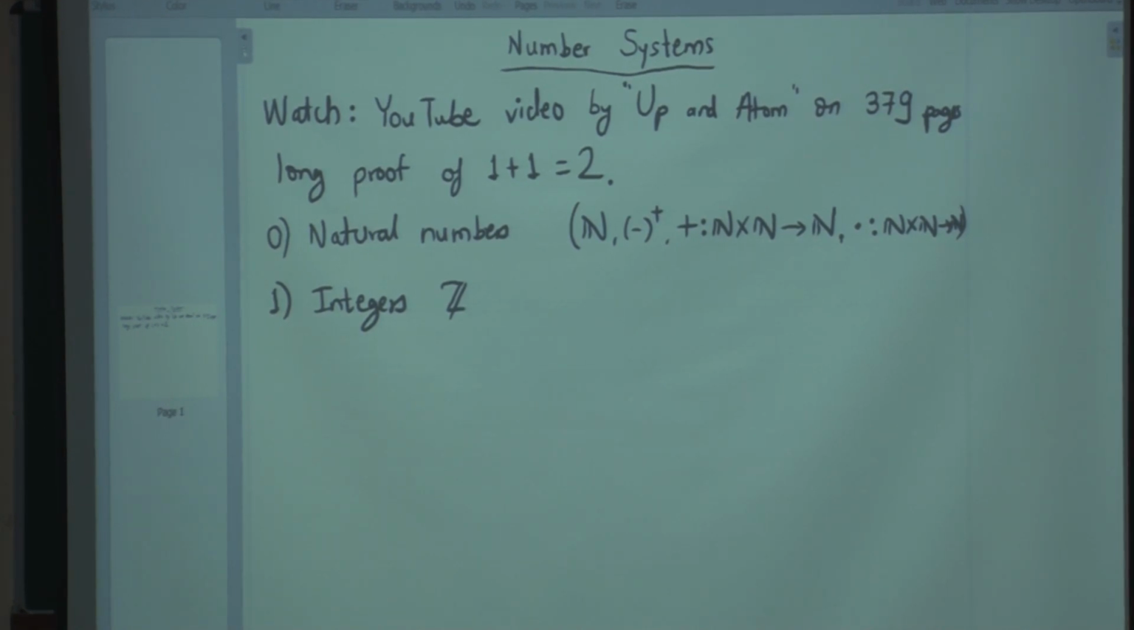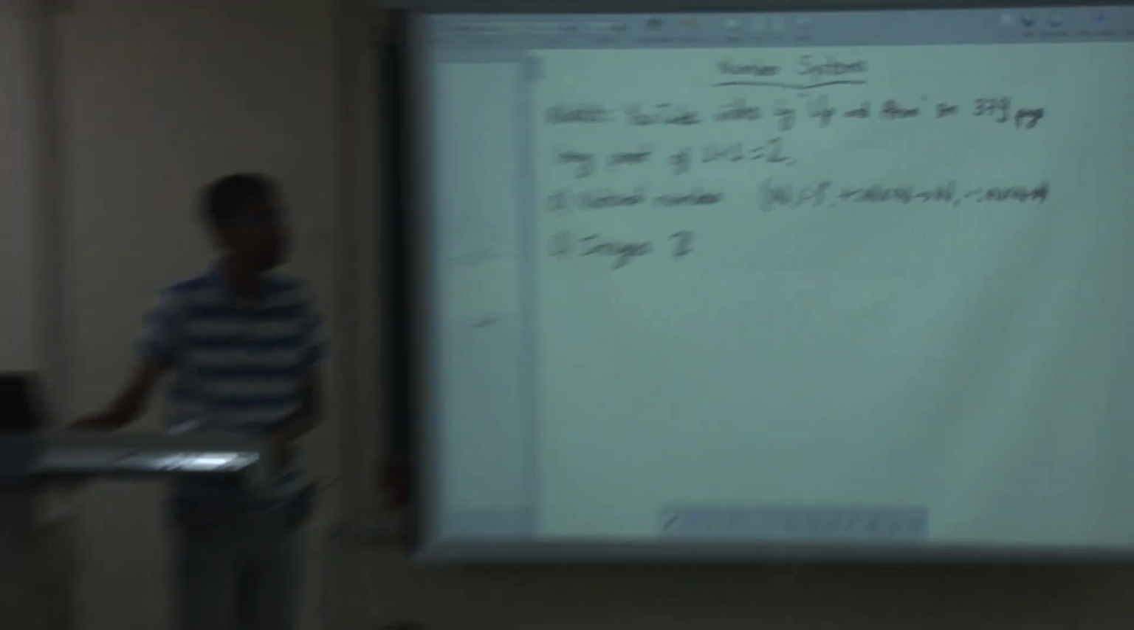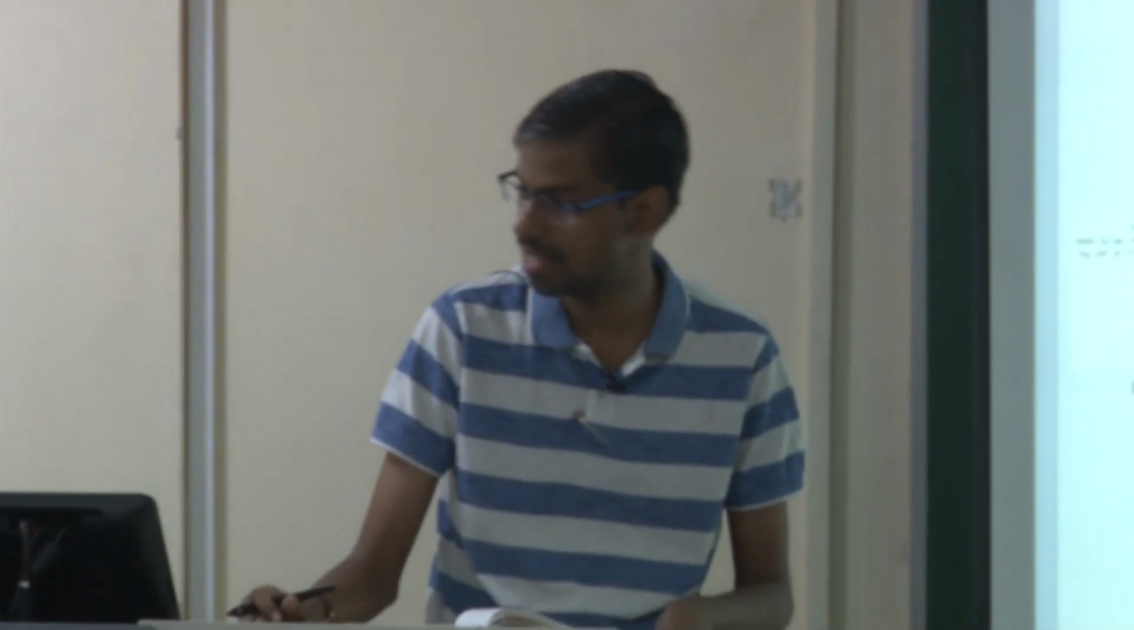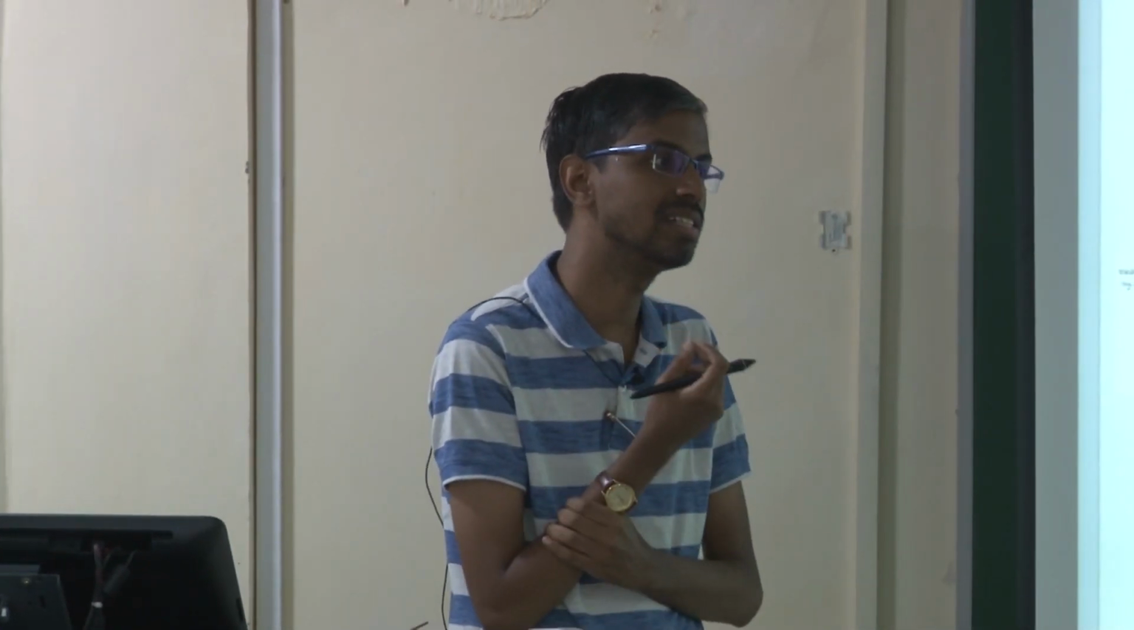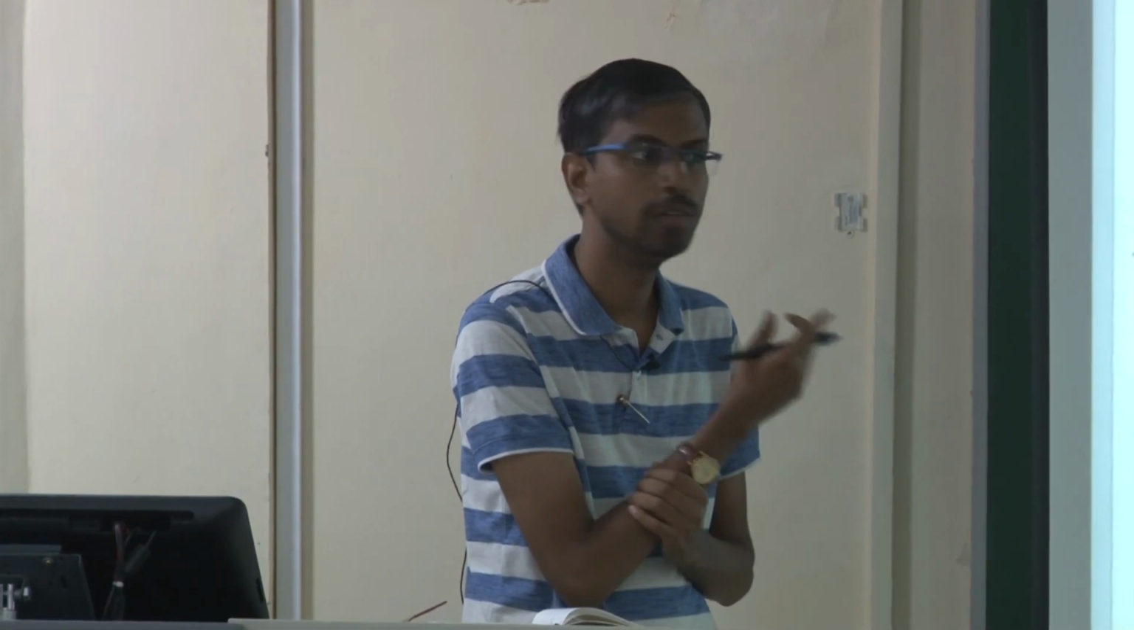Yesterday I pointed out that in natural numbers, subtraction cannot be done, or rather subtraction is only partially defined. If you want to subtract 2 from 3, you can do it, but you cannot subtract 3 from 2. So it's a restricted operation. So we want to allow ourselves to have negative integers and subtraction also. Any ideas on how to achieve this from natural numbers?